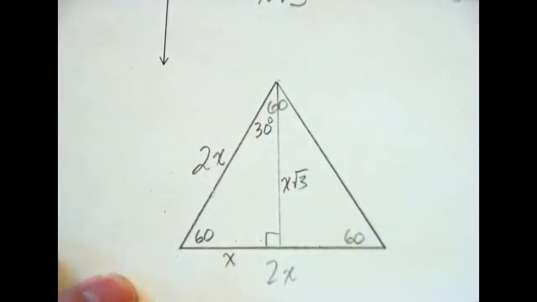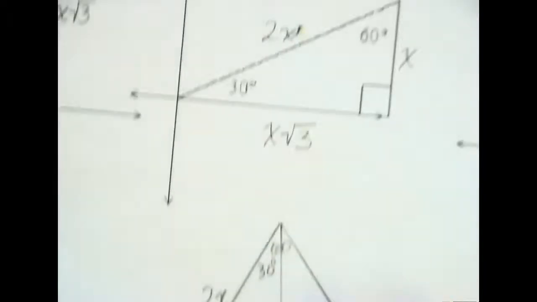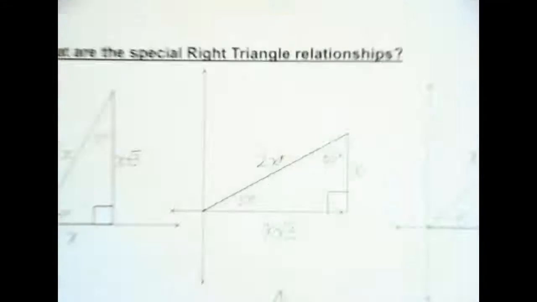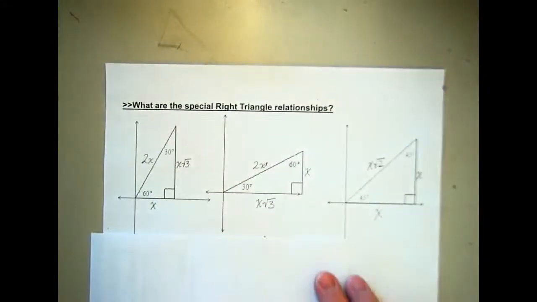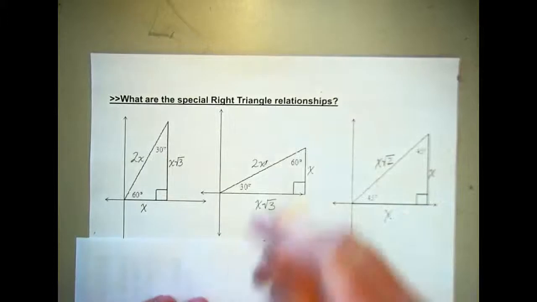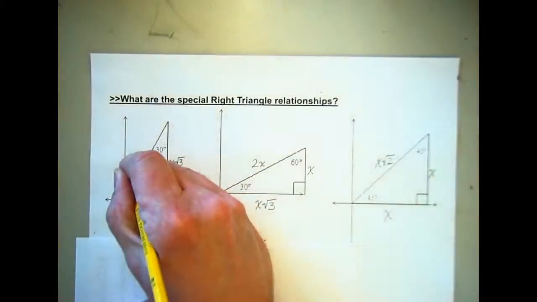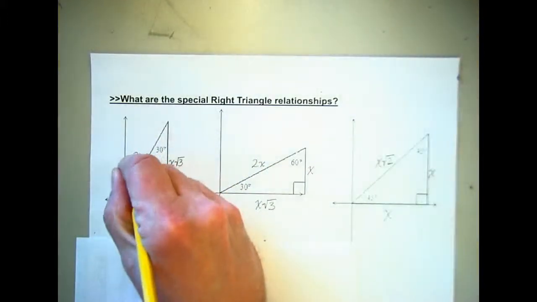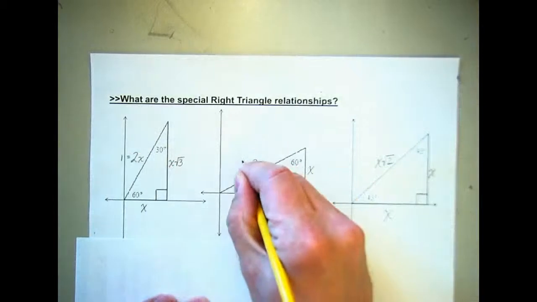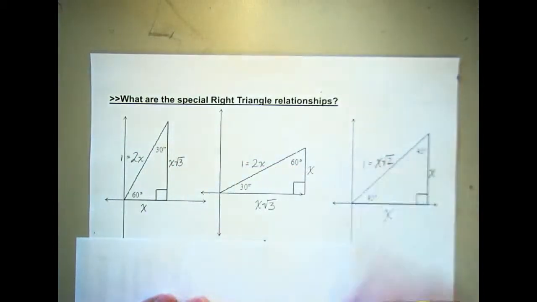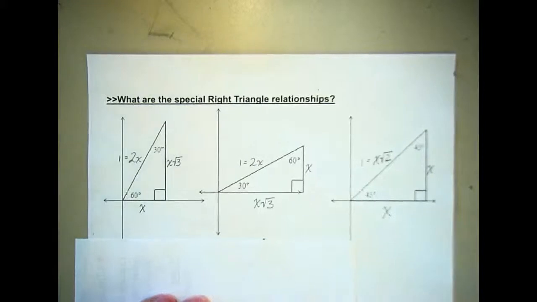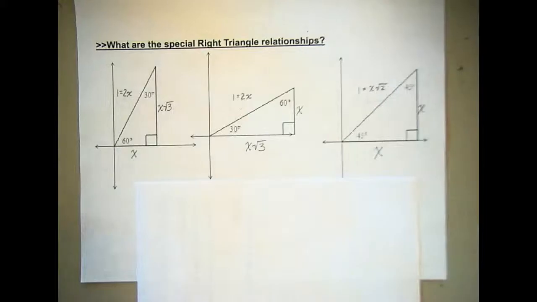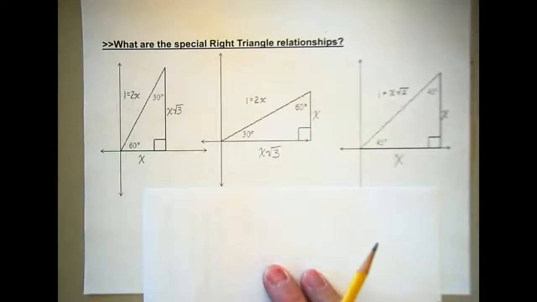All right, using these relationships, let me zoom back out. I want you to set your hypotenuse on each of these equal to 1 and solve for all the other sides. Exact values, please. Simplest radical form. Ready, go.